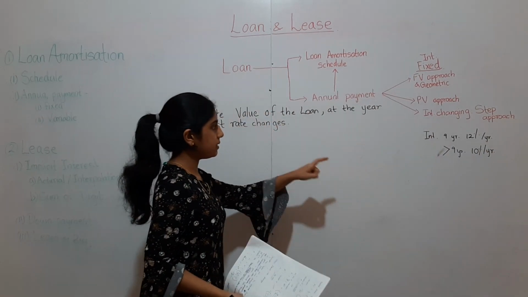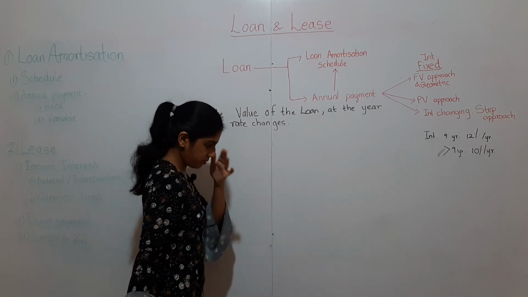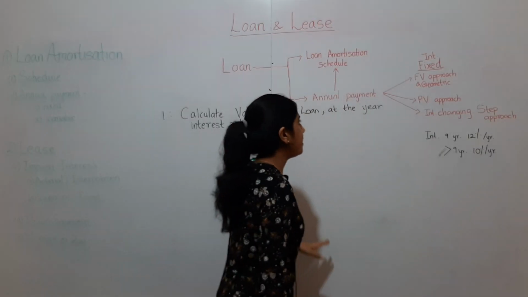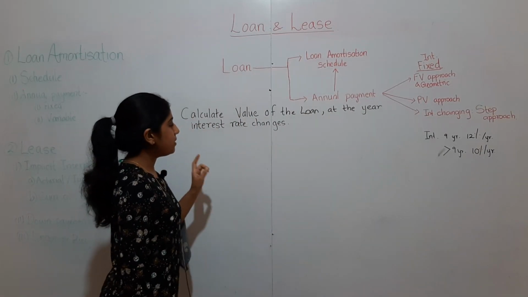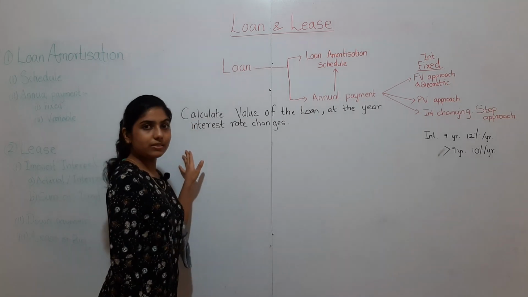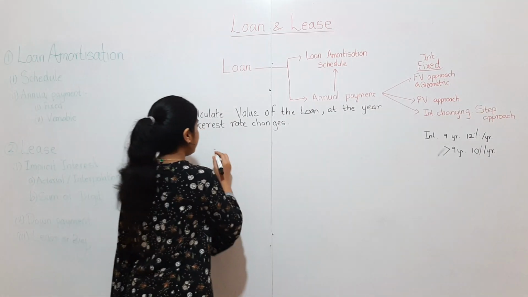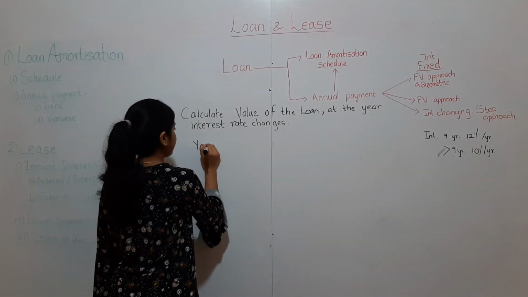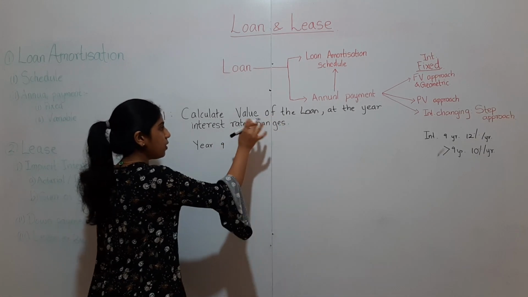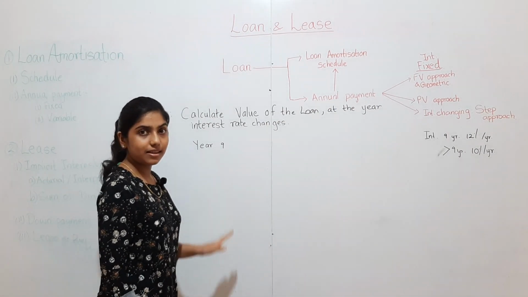So now what is the year for which the interest changed? Think, which year did the interest rate change? It changed in year 9. Then you say year 9 over here. And therefore find your loan value at the end of year 9.